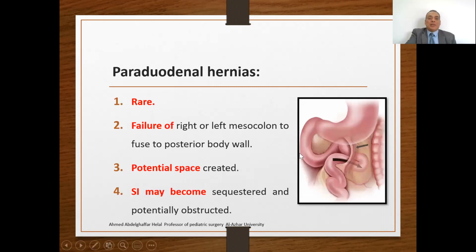And the final one is the paraduodenal hernia. Paraduodenal hernia is actually rare, and may be due to failure of the right or left mesocolon to fuse to the posterior abdominal wall. So a potential space is created and small intestine may become trapped, sequestrated, and partially obstructed inside this left or right mesocolic hernia.